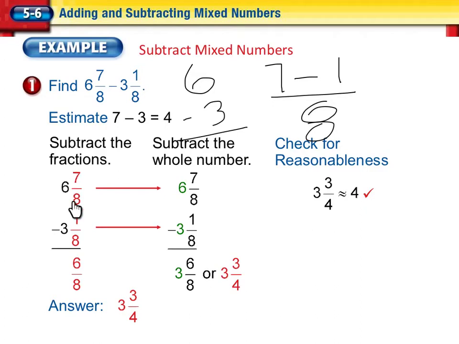6 7/8, 3 1/8. We're going to subtract 1/8 from 7/8, which gives us 6/8. Then we're going to look at the whole number part and subtract 3 from 6, which will give us 3 and 6/8. Now we know that that's not in simplest form, so then we must simplify to 3 and 3/4.